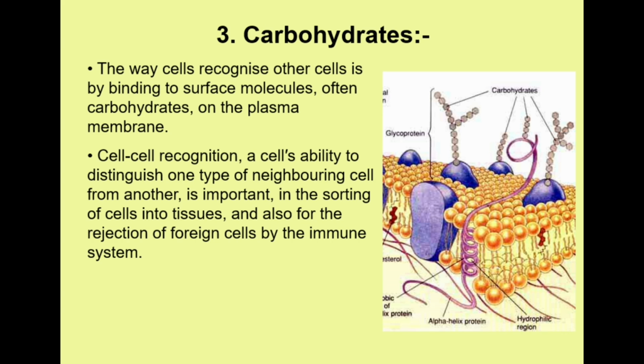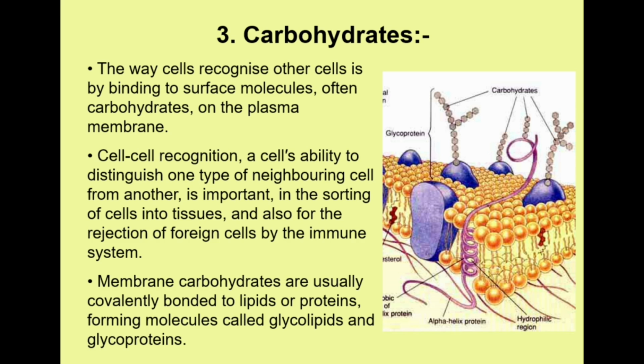So although carbohydrates only make up a small percentage of the material in the plasma membrane, they really do play an important role. And I've mentioned this previously, that the membrane carbohydrates are usually covalently bonded to lipids or proteins, and they will form molecules that we call glycolipids or glycoproteins, depending on what's bonded to what.